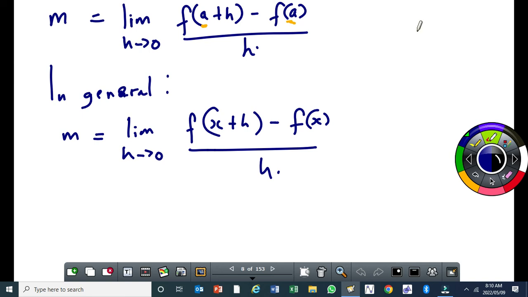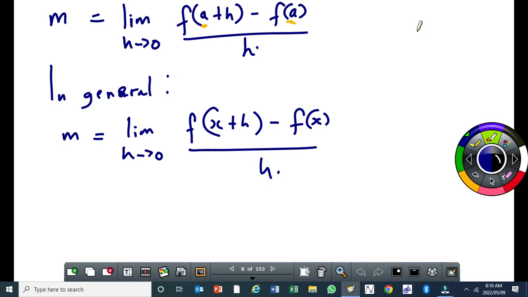Introductory lesson to calculus. So I went as far as this formula. Now, before I carry on, I just want to remind you that differential calculus is all about finding the gradients of functions. That's what the topic is all about. Finding the gradients of functions.